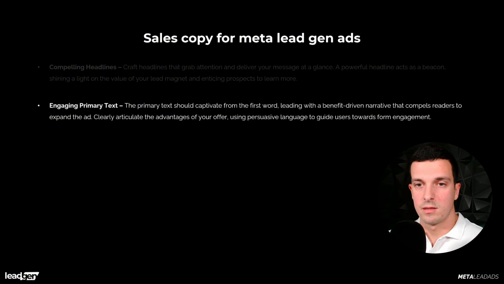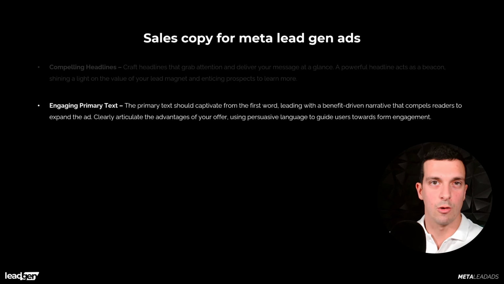Engaging primary text. The primary text should captivate from the first word, leading with a benefit-driven narrative that compels readers to expand the ad. Clearly articulate the advantages of your offer, using persuasive language to guide users towards form engagement. So let's say they stop scrolling, they saw the ad, they see the headline. Then there's that little part above, that's the primary text, and they need to click learn more. We're gonna have more text in there that's gonna persuade them to click on the ad and open up the form. That's basically the goal of it.